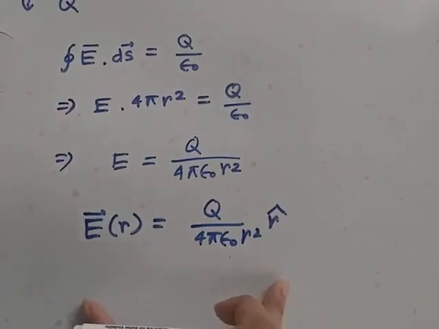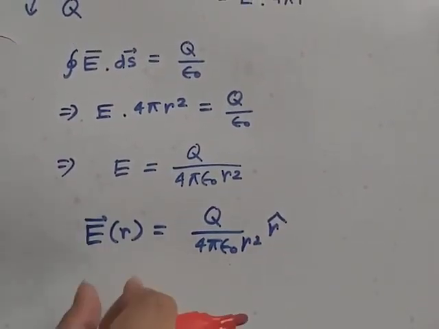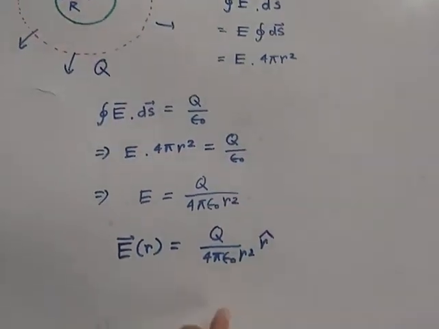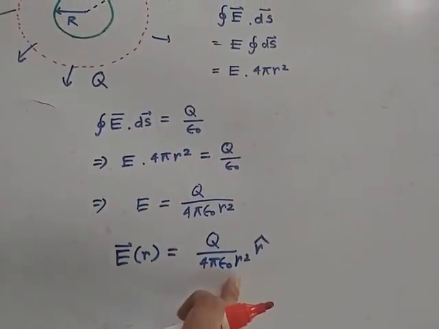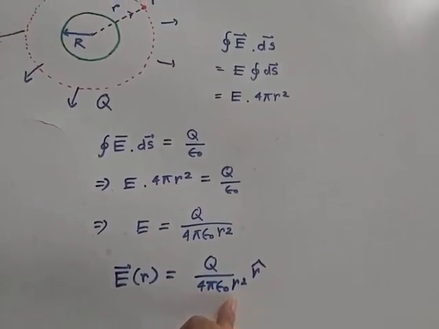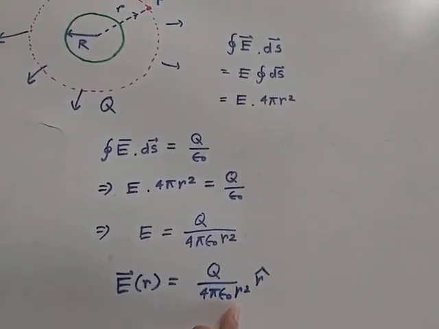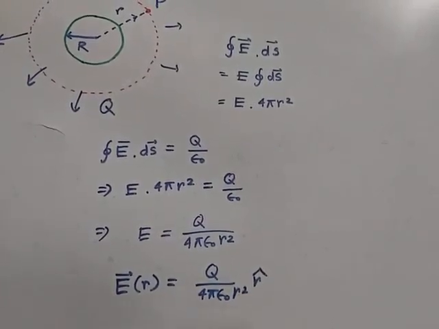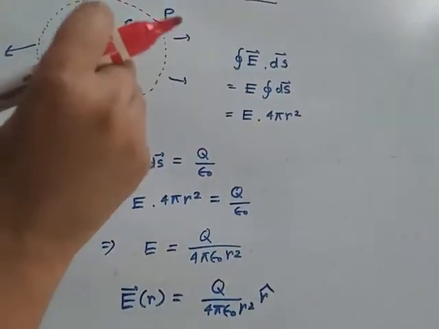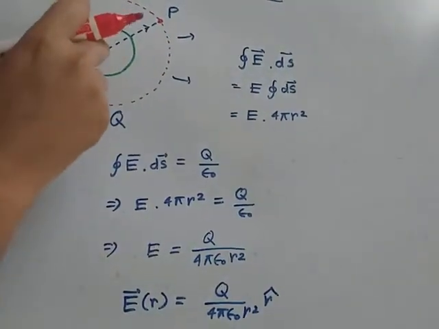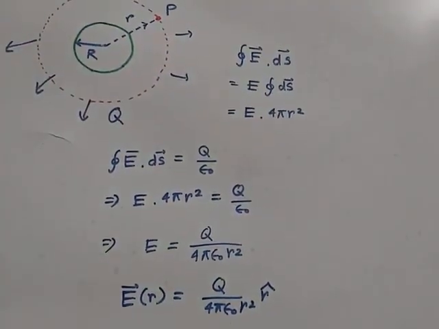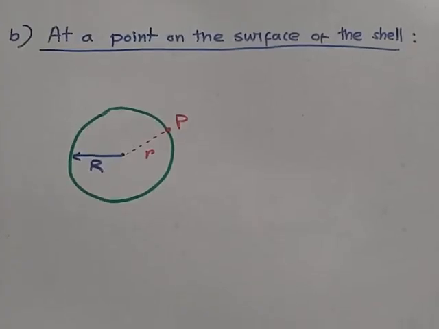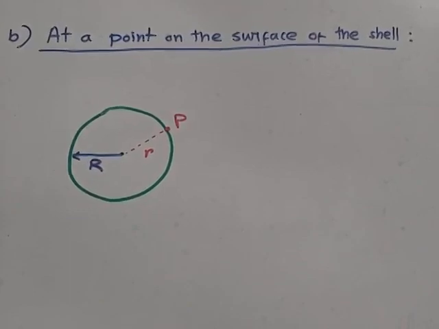So we can find from this expression that the electric field intensity at any point outside the shell is inversely proportional to the square of the distance from the shell. And field intensity outside the spherical shell is same as if the whole charge were concentrated at the center of the spherical shell. So this is our first case. Here this is the second case.